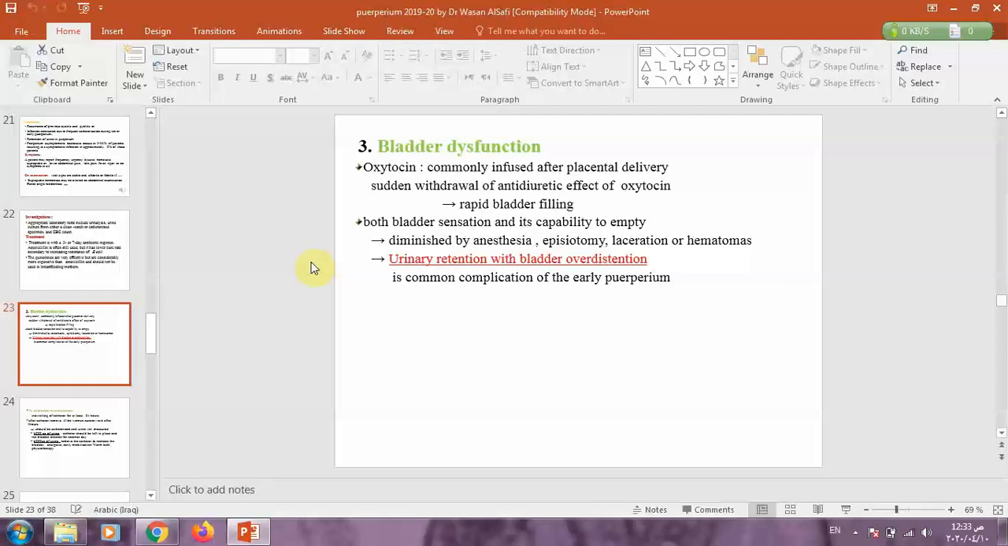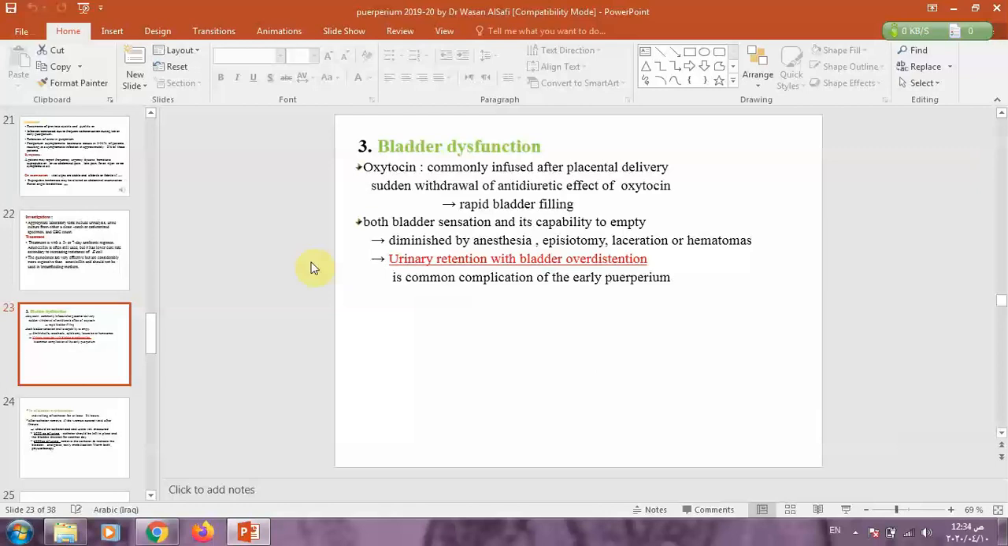We may have a bladder dysfunction. Oxytocin is commonly infused after placental delivery. There is sudden withdrawal of the antidiuretic effect of this oxytocin, so they reflexly will have rapid bladder filling. Both the bladder sensation and its capability to empty will be affected, and this is due to anesthesia, or due to episiotomy, laceration or hematoma in the perineum.